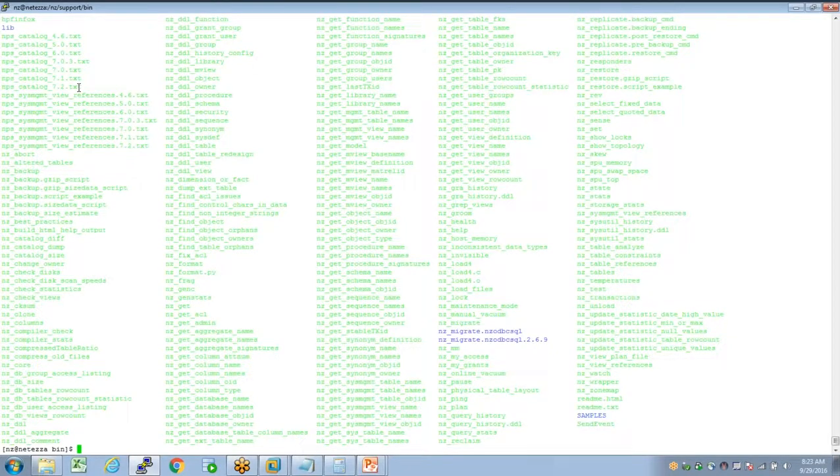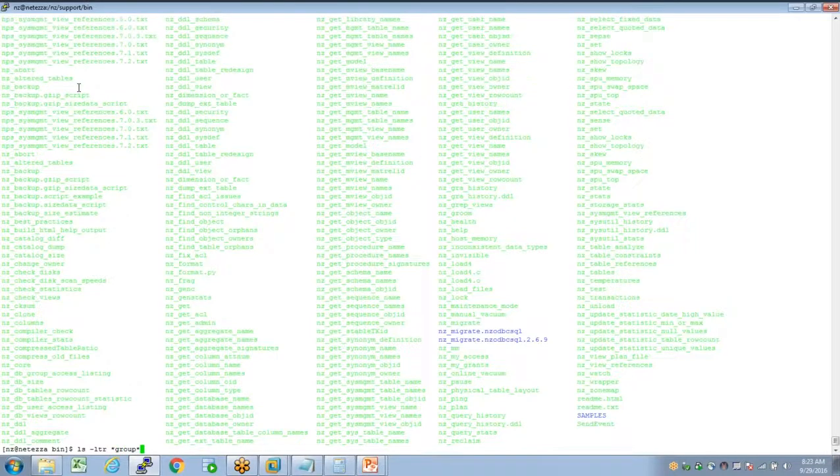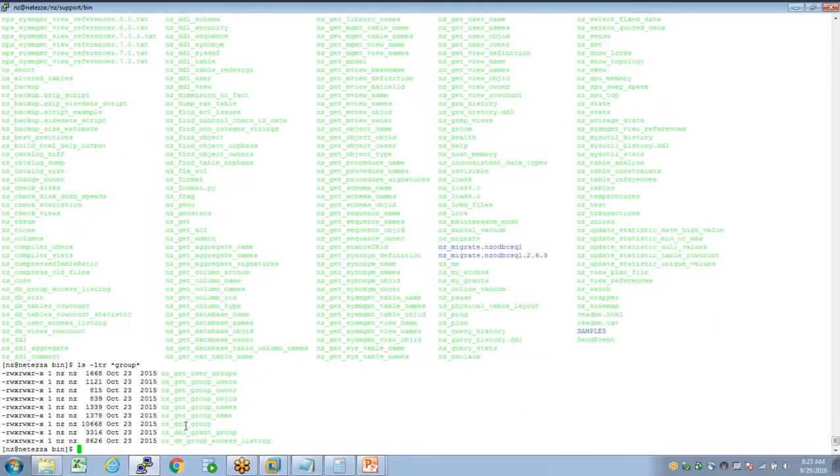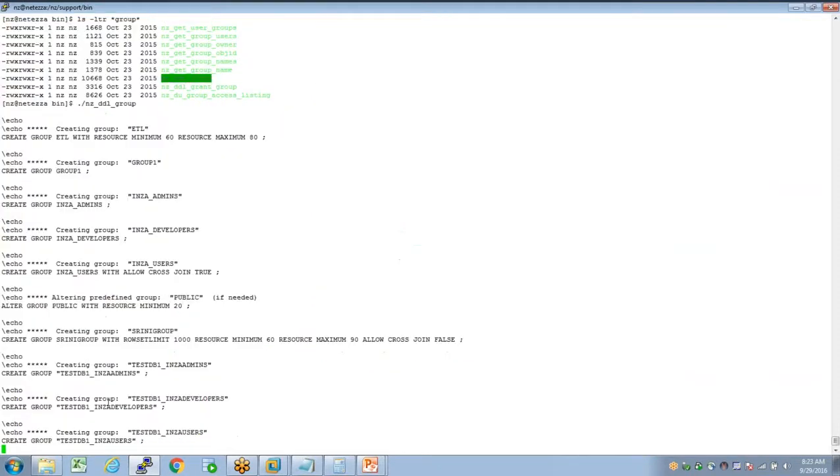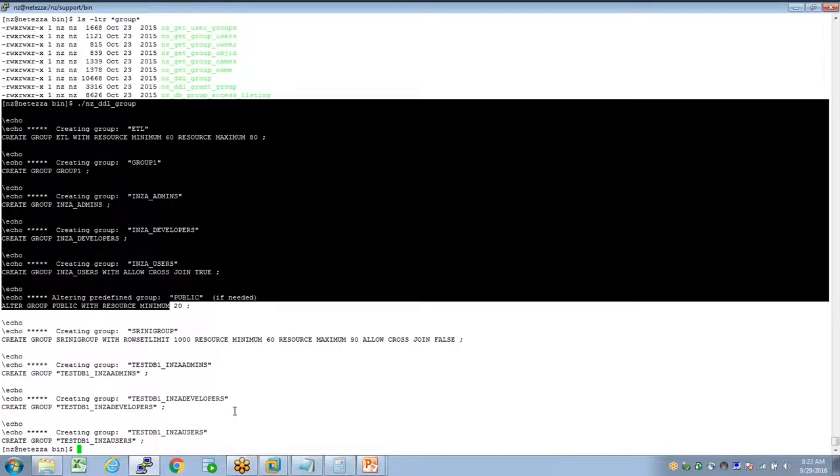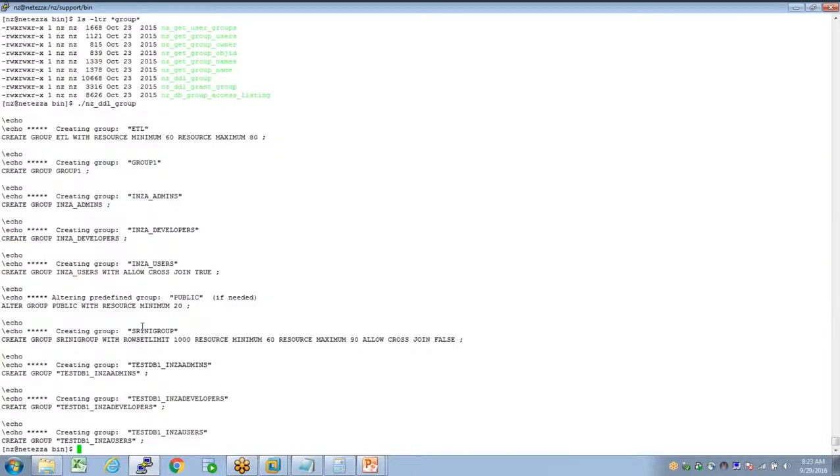If you want to find out DDL, for example, ngddl group. When I run this shell script, it just gets you the group definitions. These are all the group definitions. You remember there would be a group we have created, Srini group the other day, ETL group we created this morning, right? I don't have to go back and query the system tables. So this is where Netezza helped our day-to-day administration.